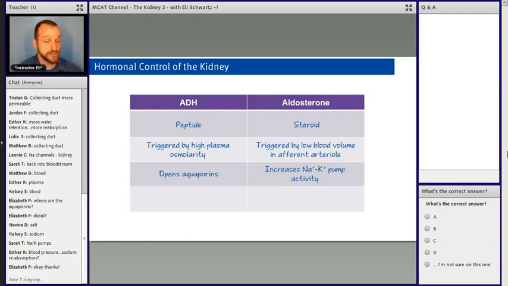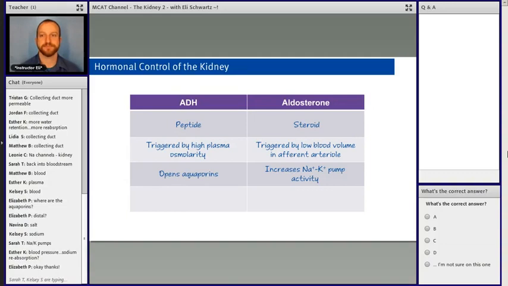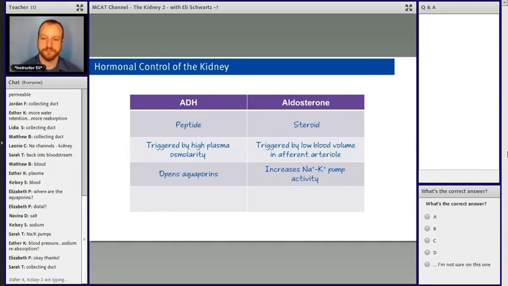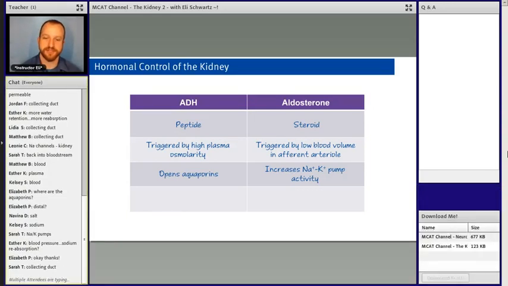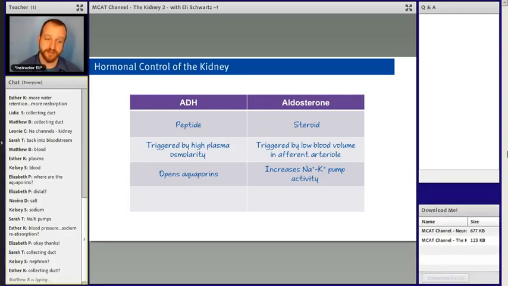Navina, Kelsey, absolutely. Now, bonus question to add on to what Elizabeth said a second ago. ADH is acting to increase water outflow at the distal convoluted tubule. Where is aldosterone acting? It's not the same place. Mostly on the collecting duct. Exactly right, Sarah. Exactly, Esther. So again, primarily on the collecting duct.